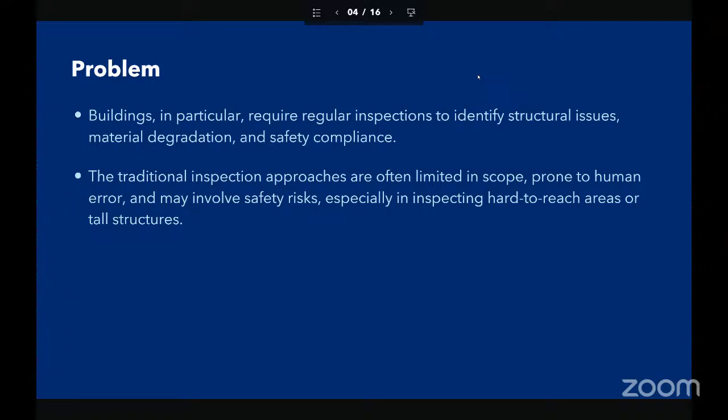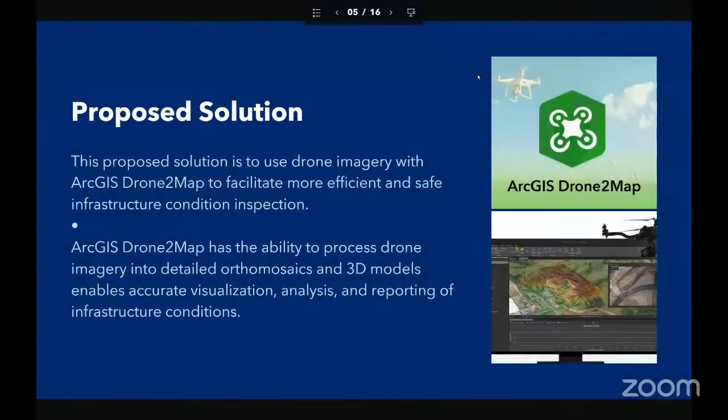For instance, if the inspection feature is a tall building, the on-ground inspector may not be able to see specific areas around the building that have issues, and therefore, if those issues are not addressed, it can result in negative consequences moving forward. So the solution that I am proposing with this project is the use of drone imagery and the ArcGIS Drone2Map tool to facilitate a more efficient and safer infrastructure condition inspection.